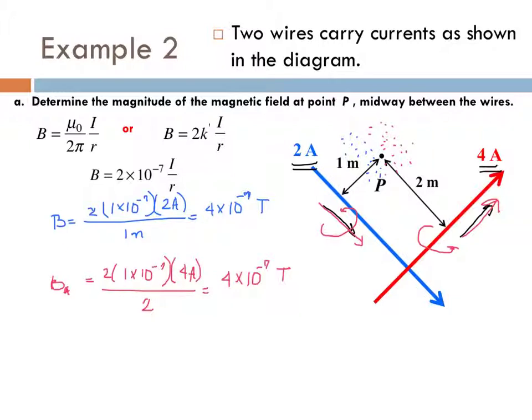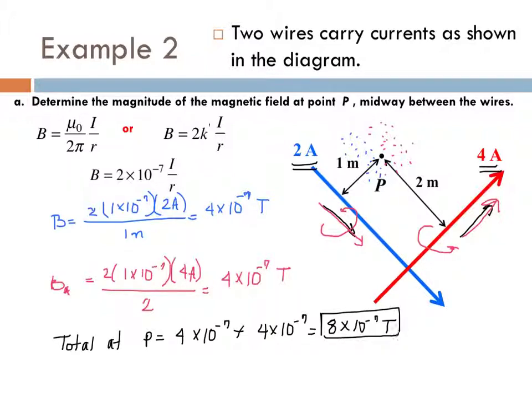So that means our total is simply 4 times 10 to the negative 7 plus 4 times 10 to the negative 7. Again, you need to make sure that you check the direction first, because it is a vector, magnitude and direction. It is coming out of the page, so that's positive Z direction.